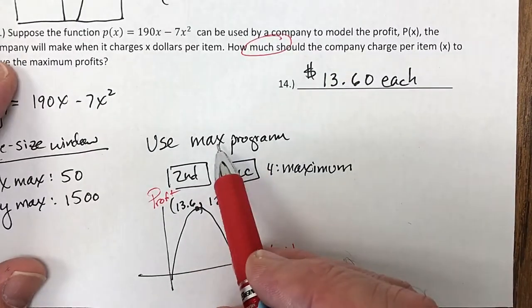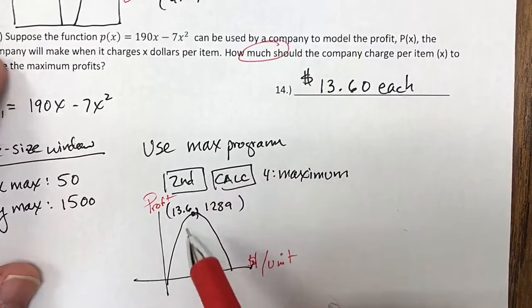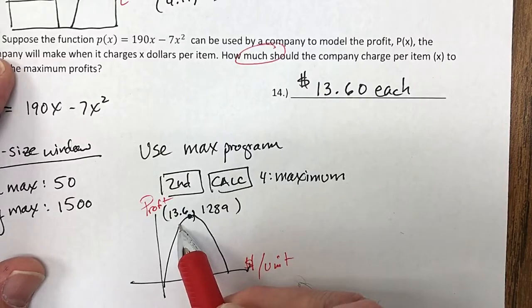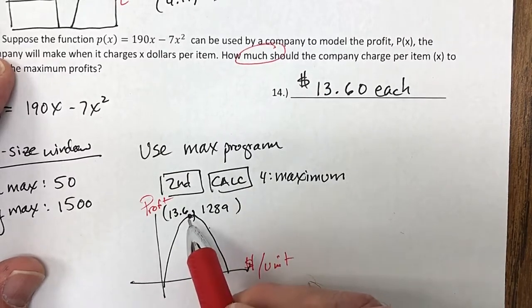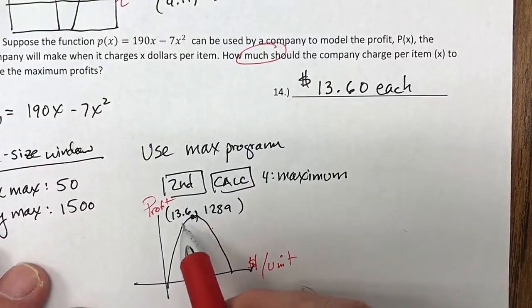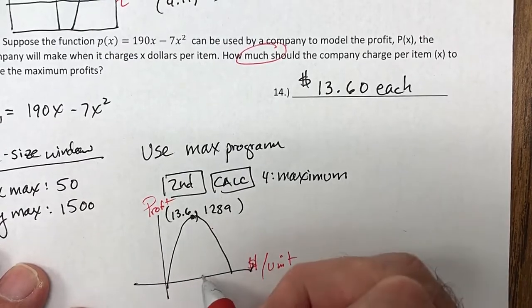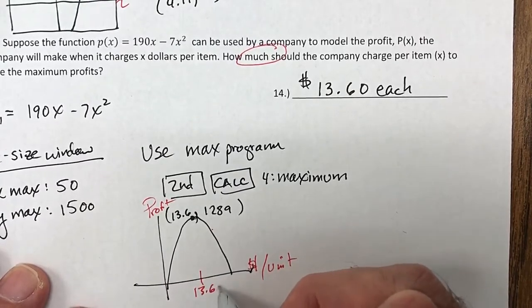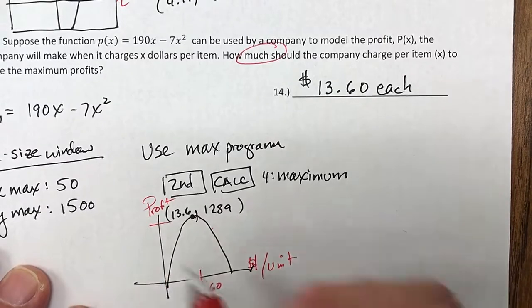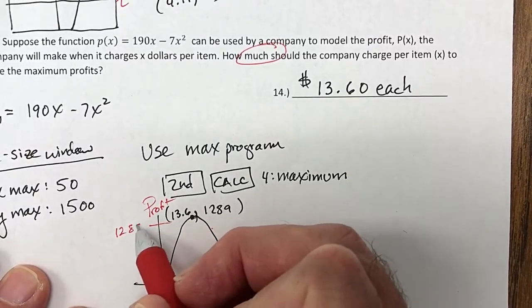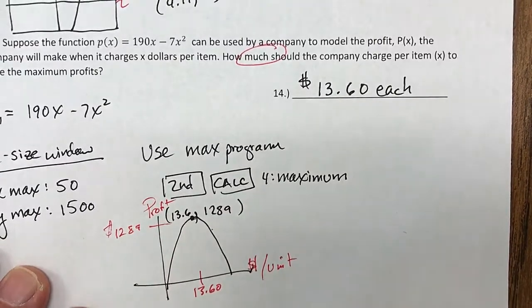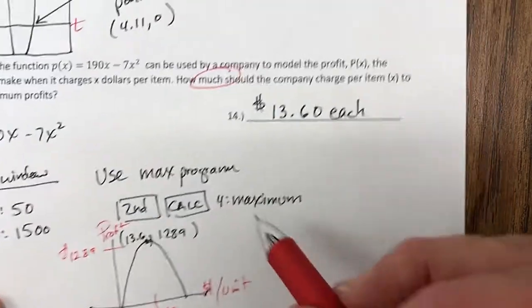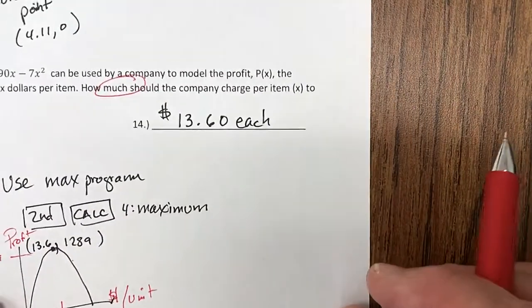And you go to the second calc and you do that max program. You'll go to the left side, to the right side, and then you hit enter a third time. And so when x is $13.60, they're making their highest profit of $1,289. And so that would be the answer there.